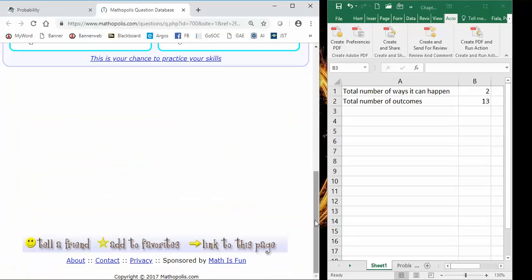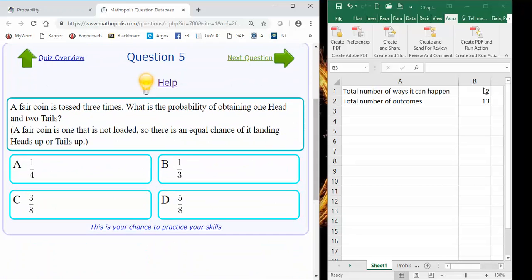Next. I know I'm going quite fast here, but I'm just showing you that it sounds very complicated, and they throw in a lot of wording, and a lot of times you don't need all that wording. You just really need to put on paper what could possibly happen.